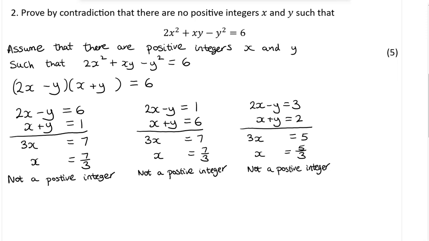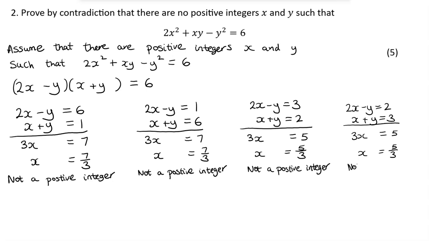And then the last roll of the dice is to see if 2x minus y equals 2 and x plus y equals 3. And that doesn't work either. Okay, there's no need to go on to find y here, because if x isn't a positive integer, then there's no need to find y either.